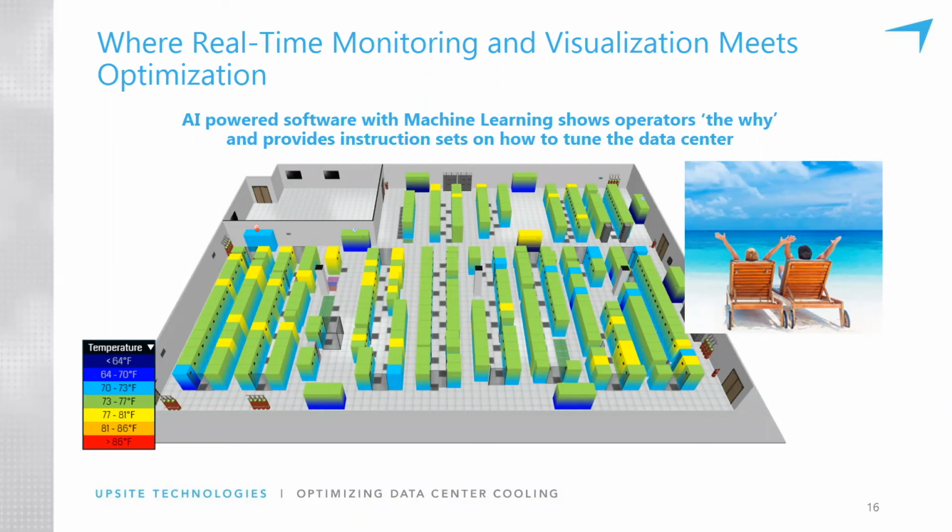And so the operators get engaged in the process, they get the recommendations from the software, and they can make adjustments to get everything even and stable and consistent. And in a lot of cases, warmed up a little bit and closer to that upper range of the ASHRAE recommendations.